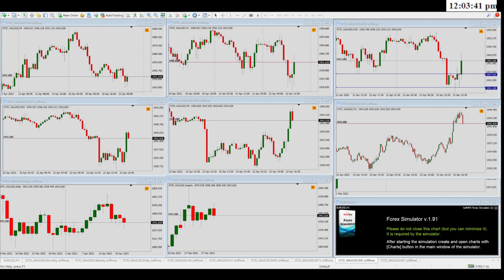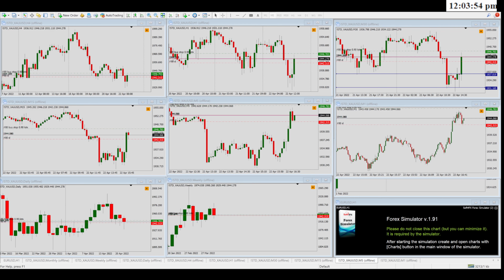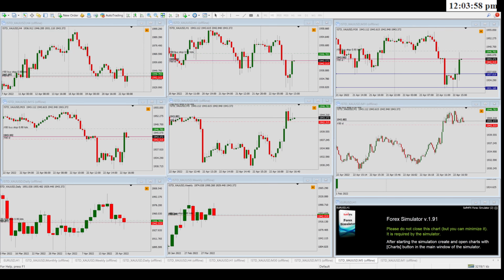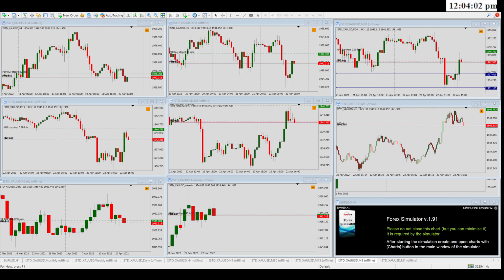Wait a second, actually I made a mistake in here. I should set up a stop loss a little bit above, like 1 to 2 pips. Yeah, right in here. Now the trade is still valid.